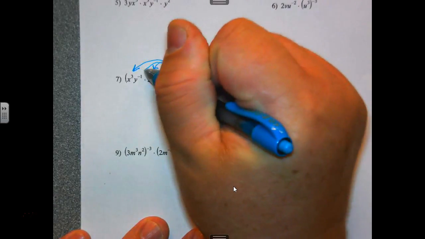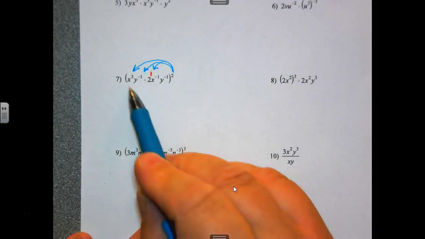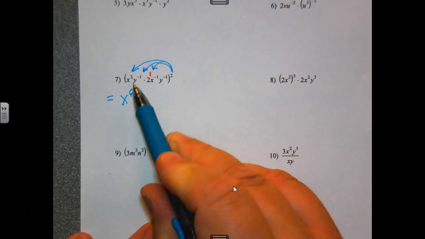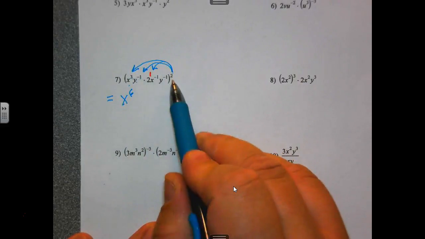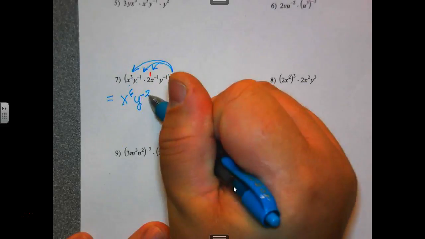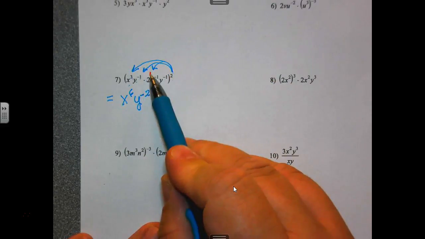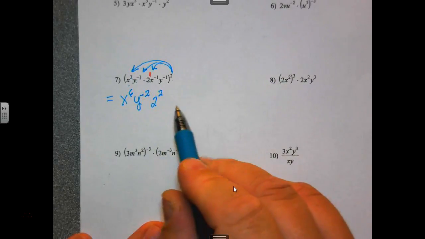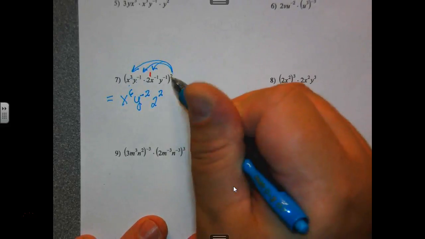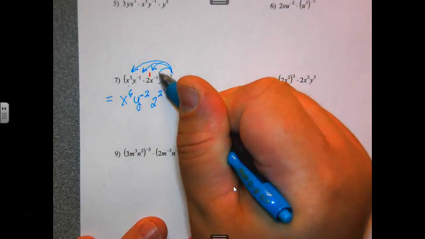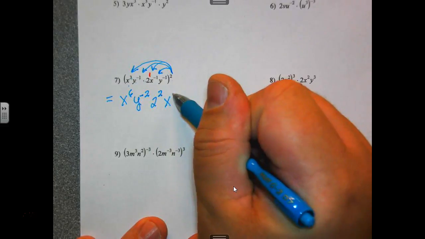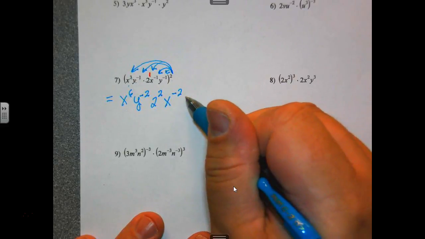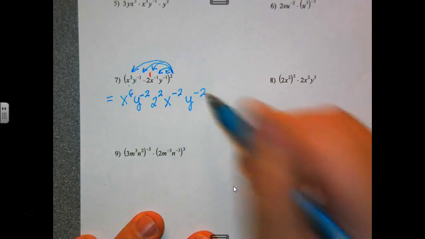Okay, so I've got x to the 3 times 2, which is x to the 6. Y to the negative 1 times 2, y to the negative 2. 2 to the 1 times 2 is 2 to the 2nd. You can go ahead and put 4 there. And then I've got x to the negative 1 times 2, so I have x to the negative 2. And then I've got y to the negative 1 times 2, which is y to the negative 2.